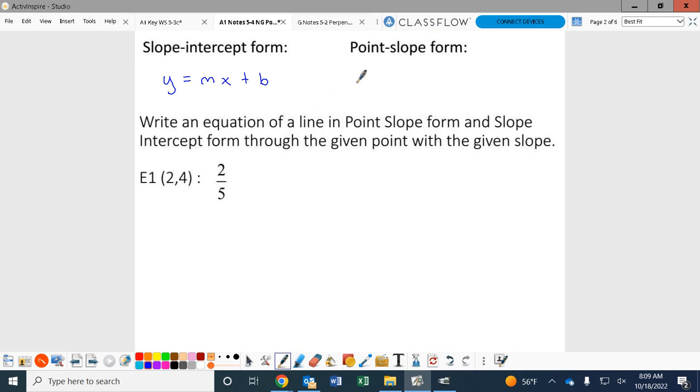Point slope form is going to be y minus y1 equals m times x minus x1. The y and the x always stay there. The x1 and y1 come from a random point somewhere on the line, and the m is still representing your slope. That m for slope is going to be the same as the m right here for slope.